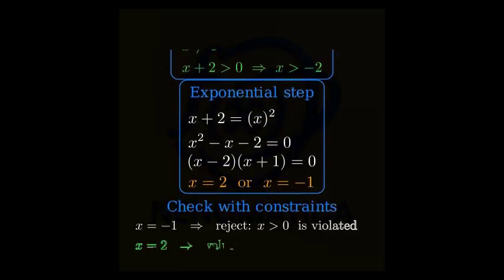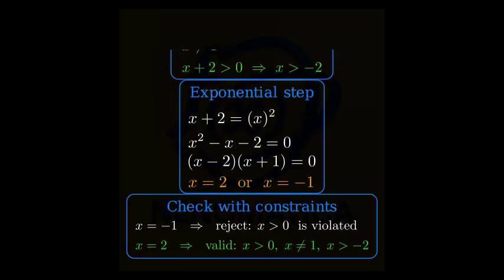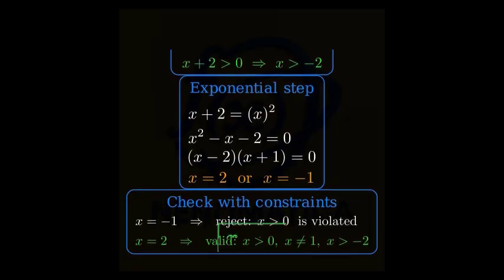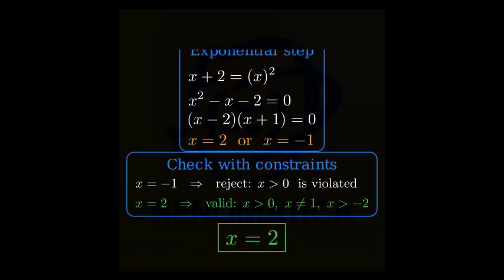Step 3. Check the candidates against all domain constraints. The candidate x equals negative 1 fails because the base must be positive. The candidate x equals 2 passes all checks, so it is the solution. Final answer: x equals 2. We followed the algorithm exactly. Enforce the base and argument conditions, convert to an exponential equation, solve, and then intersect with the constraints.